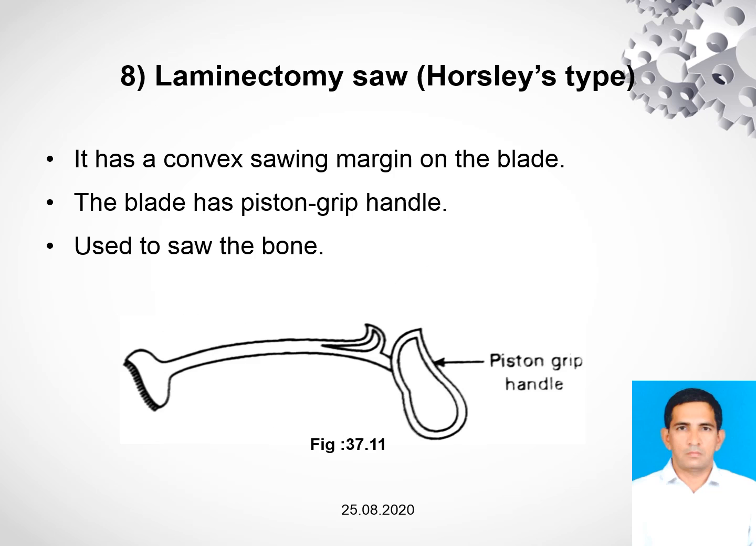Eighth is laminectomy saw or Horsley type. It has a convex sawing margin of the blade. The blade has a pistol grip handle, used to saw a bone.